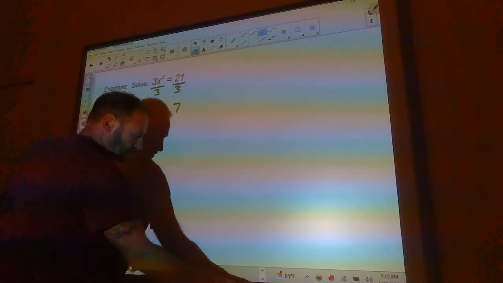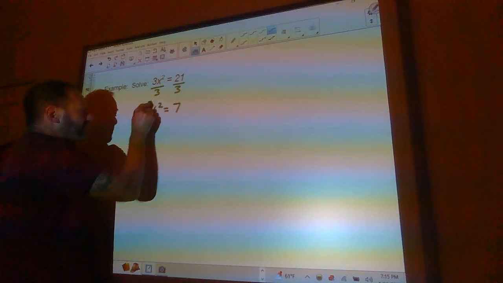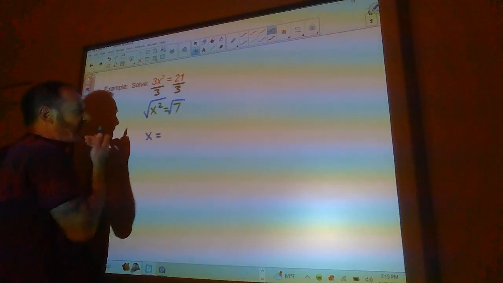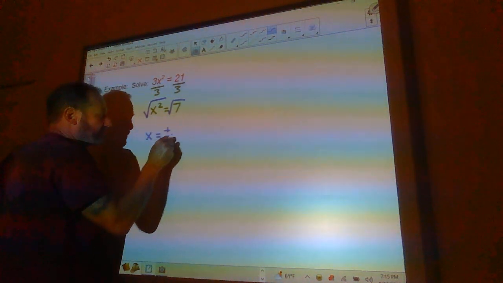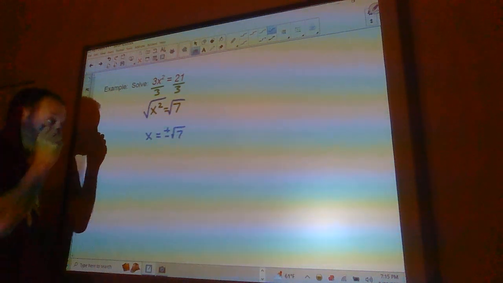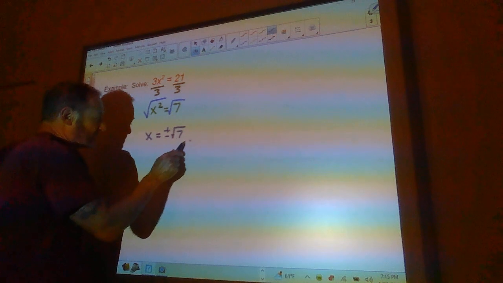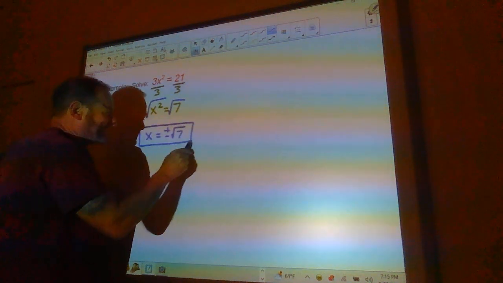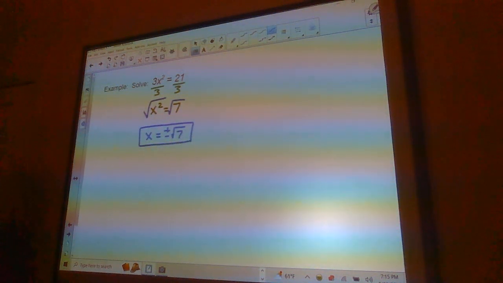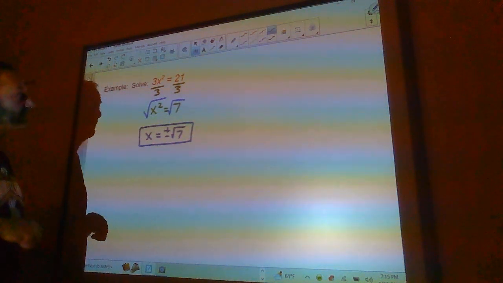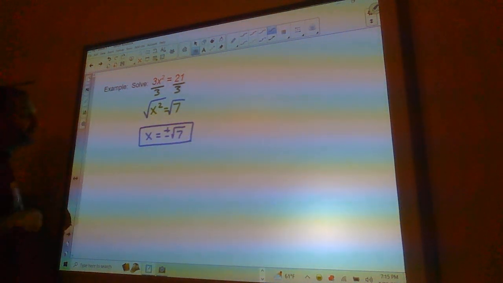Then I'm going to square root both sides. And remember, when I square root something, I get two answers: plus or minus the square root of 7, which is not a nice number. It's an irrational number. So I'm just going to leave it as the square root of 7 because that's the exact answer. Square root of 7 and negative square root of 7 will both make that equation true.